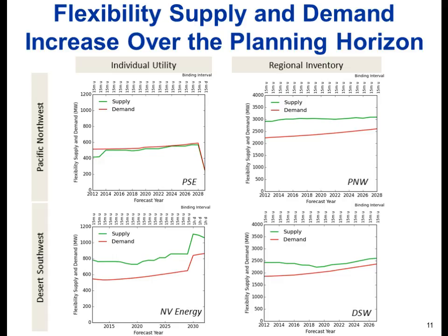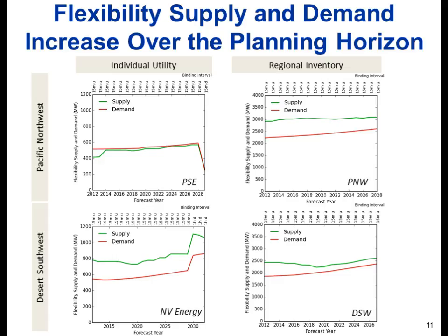So next, we can use information from the portfolios to create this flexibility inventory for each year over the full planning horizon. These charts now have the year on the horizontal axis. On the vertical axis, we show the flexibility supply in green and the flexibility demand in red, just in the binding flexibility inventory interval. The binding flexibility interval is that 15-minute in the up direction for almost all of the years in each of these different cases, and that's indicated above each of the charts.